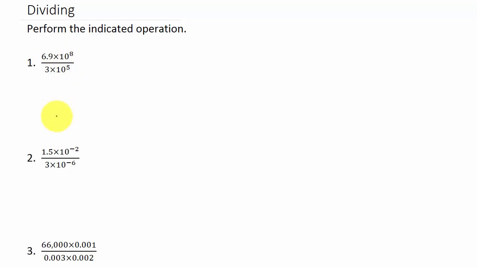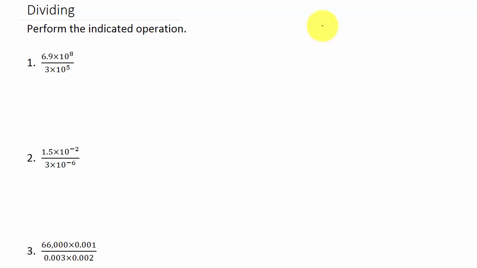So we want to divide these two numbers. What we're going to do is divide the 6.9 and the 3, and then we'll divide the 10 to the 8th and 10 to the 5th. Okay, so first let's forget about the tens for right now, and let's just look at this 6.9 divided by 3. I don't know if your teacher lets you use a calculator.